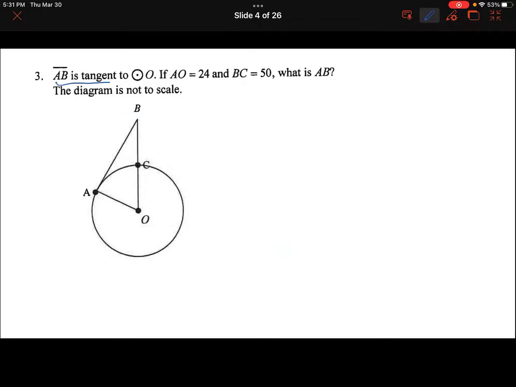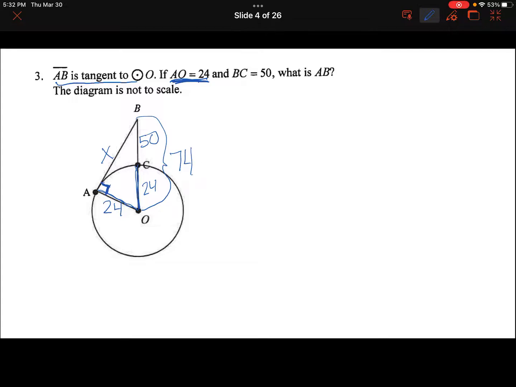This one shows you that AB is tangent. That tells you that angle O is a right angle, because the tangent is always perpendicular to the radius. This says if AO is 24, anytime it gives you information, put it in the figure. If AO is 24, then label AO 24. And BC is 50, then what is AB? So we're looking for AB. Well, notice that AO and CO are both radii. So CO is also 24. So the length of BO, which will be the hypotenuse of this right triangle then, is 74.